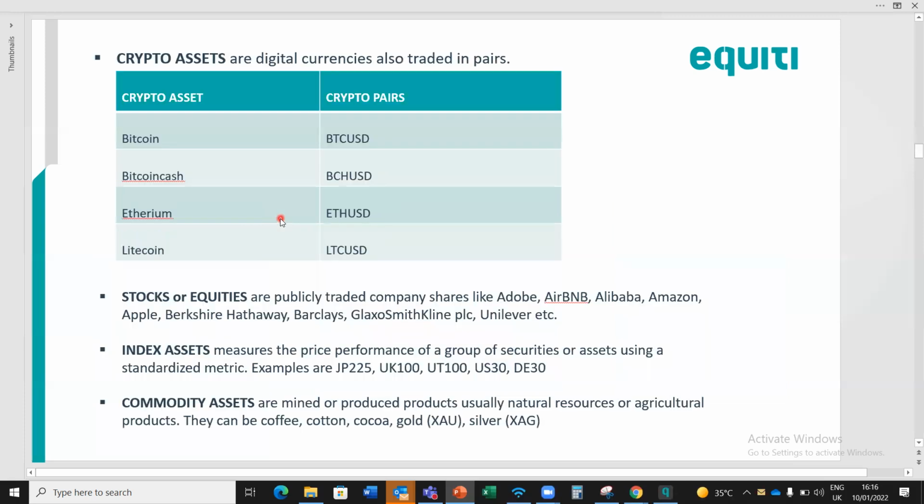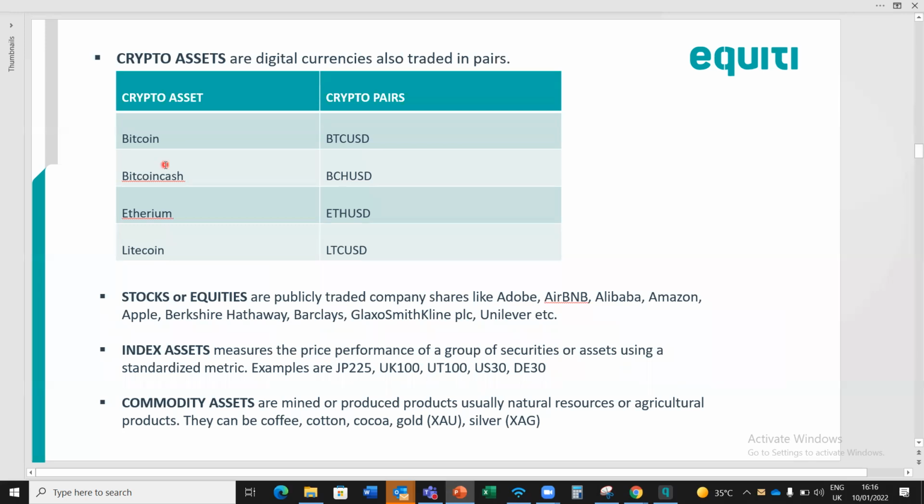All right, so quickly let's look into more asset classifications that are being traded on the global financial market. The next is the crypto asset. Crypto assets are digital currencies that are also traded in pairs. All right, so the crypto assets are also not traded by themselves. So you cannot trade Bitcoin alone. You cannot trade Bitcoin Cash alone. They first have to be paired before you can trade them. All right, so what are those crypto assets?